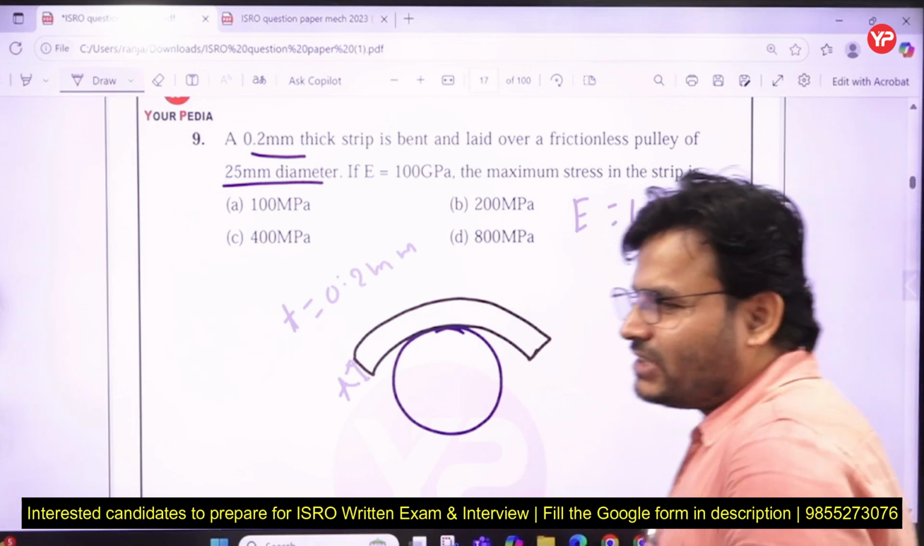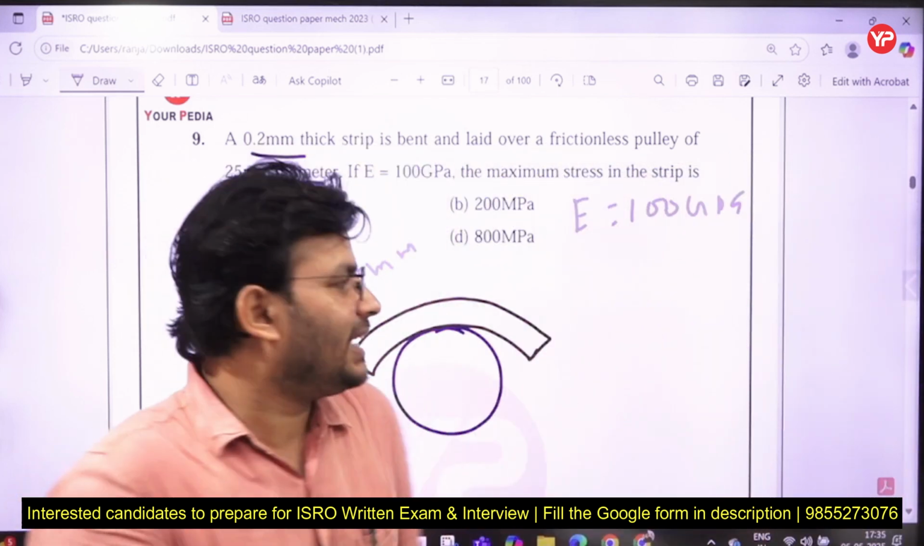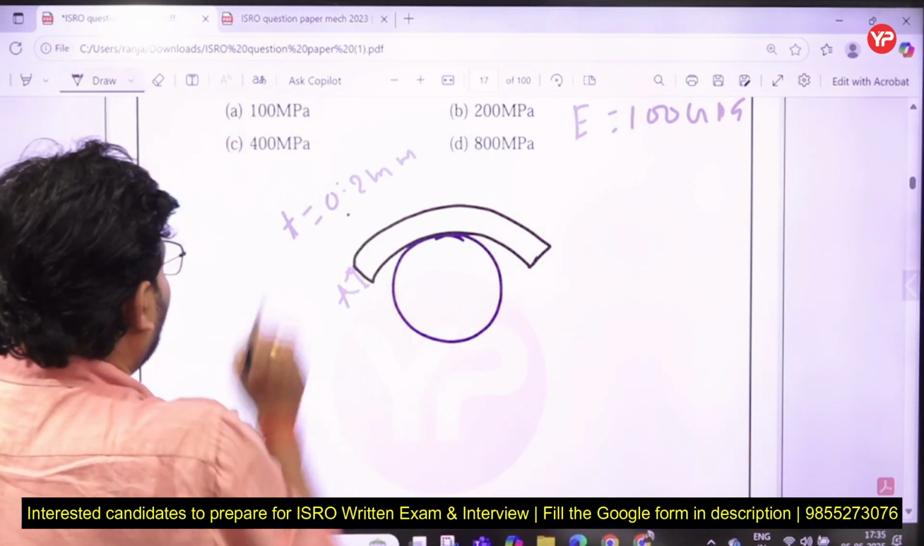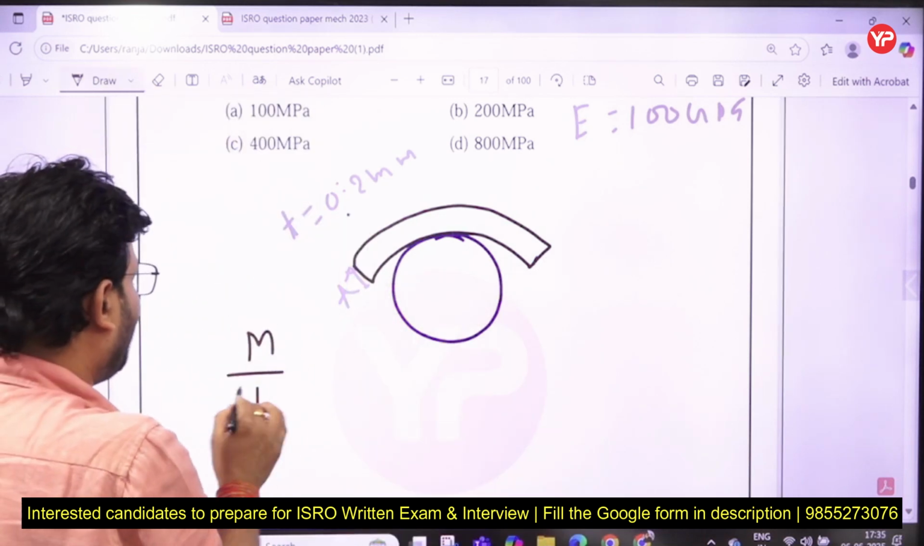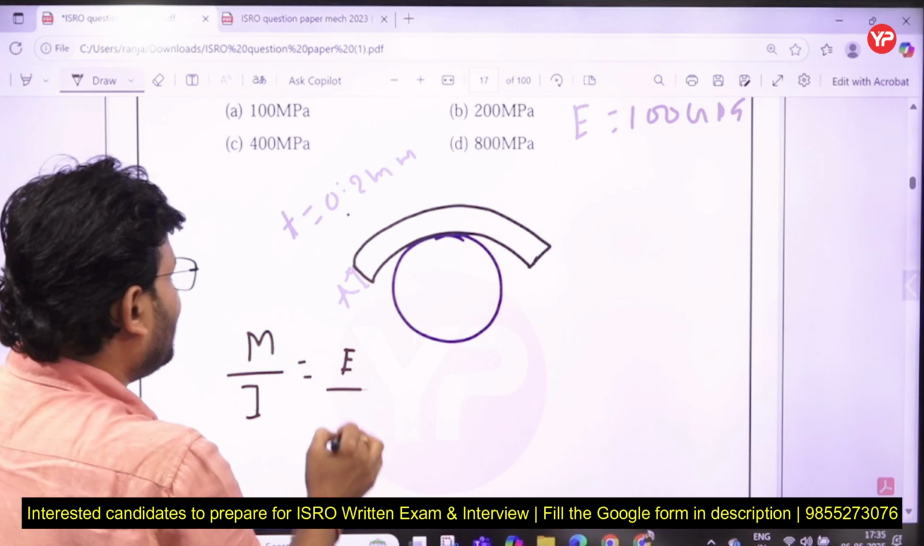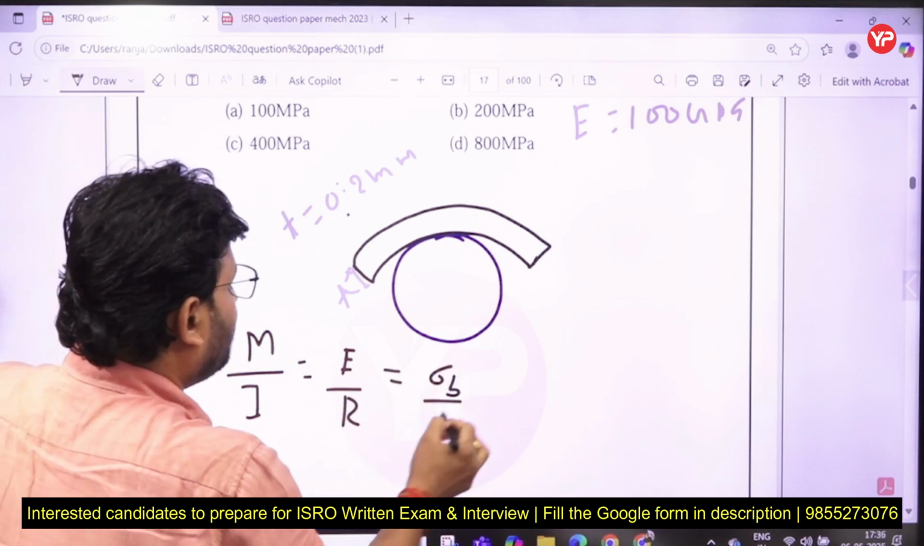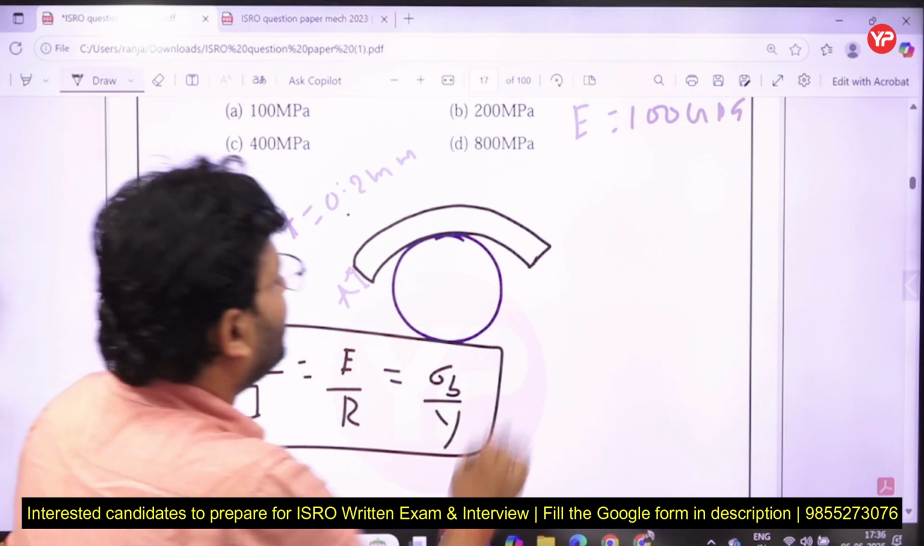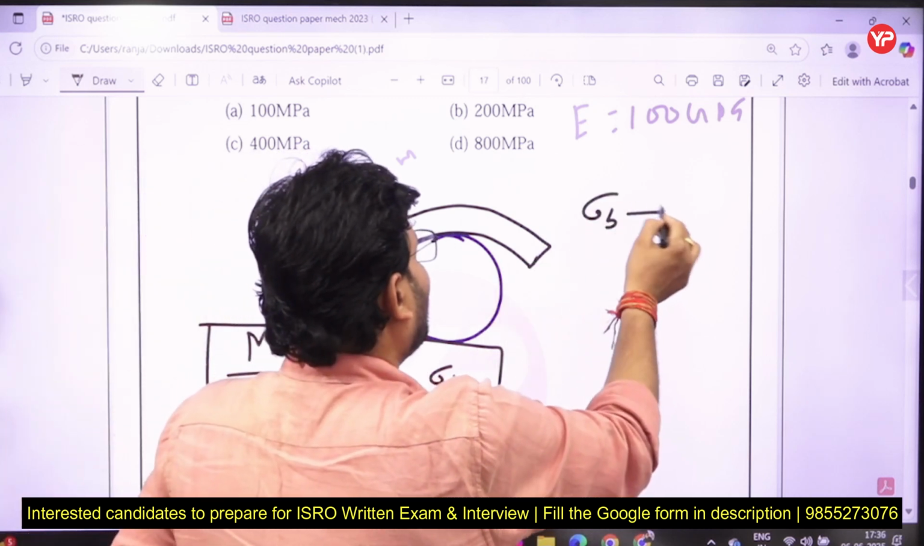So it is bending, na sir? What is the equation of bending? Anybody can tell me? Yes, you can, you are an engineer. Sir, M upon I equals E upon R equals sigma B upon Y. That is the equation of bending, sir. And in the question I have to calculate sigma maximum, sigma B.